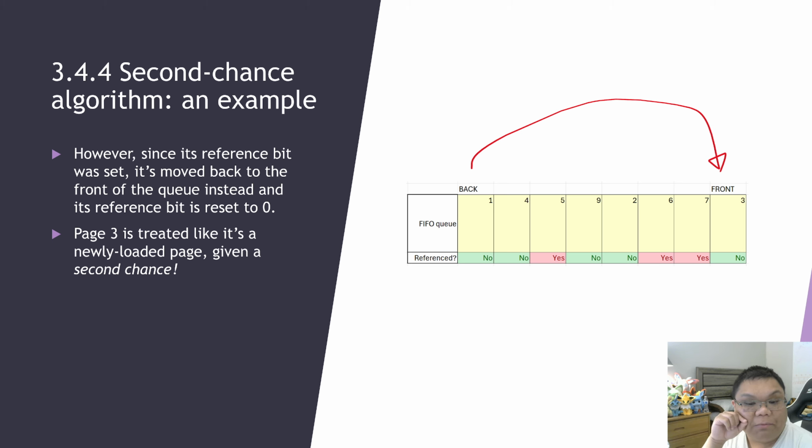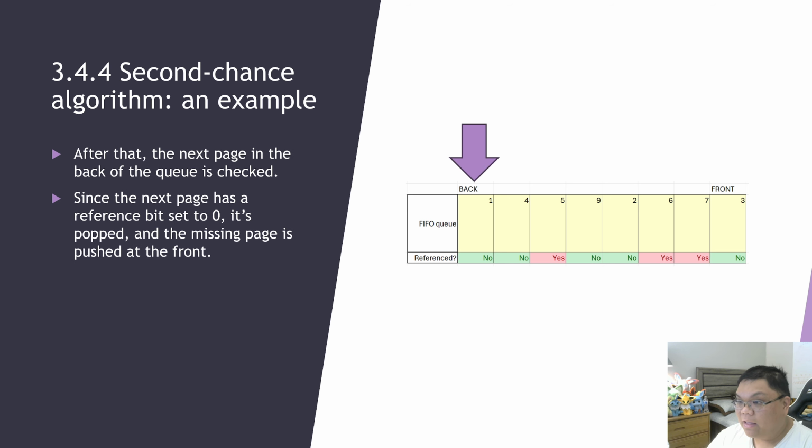But we still need to make room for a new page. So, all we gotta do now is check the page at the back of the queue. Is the reference bit 0? If it is, then that becomes our page that we pop, and then we can push our new page at the beginning.